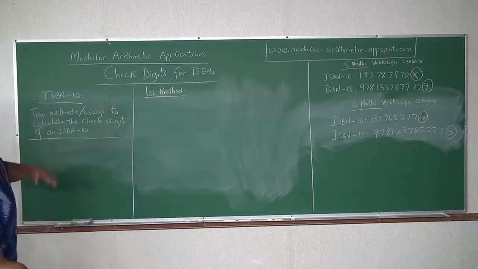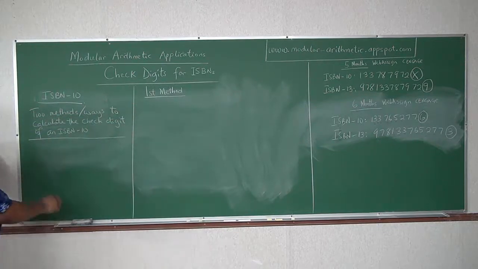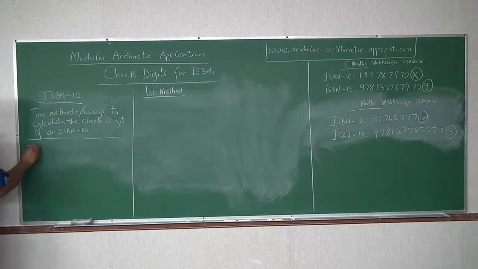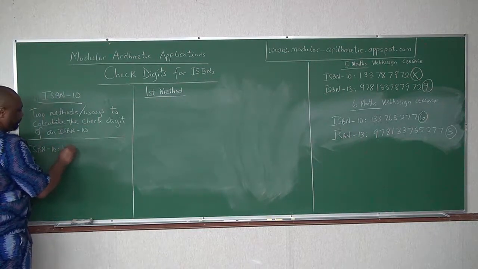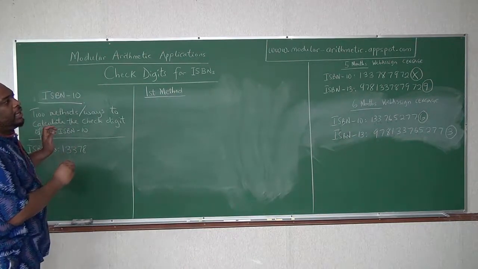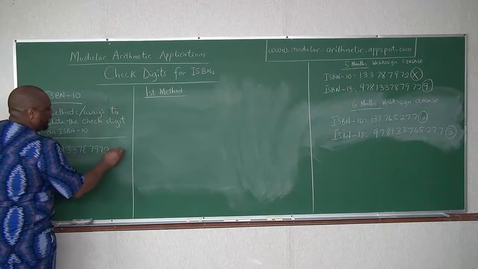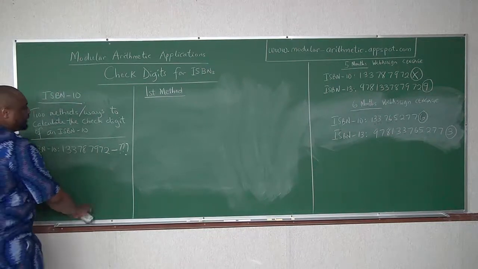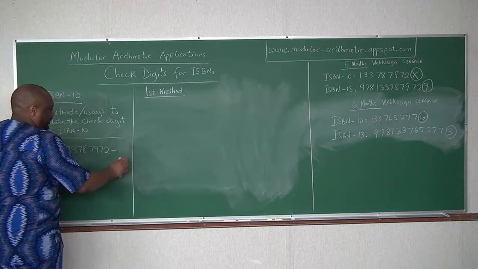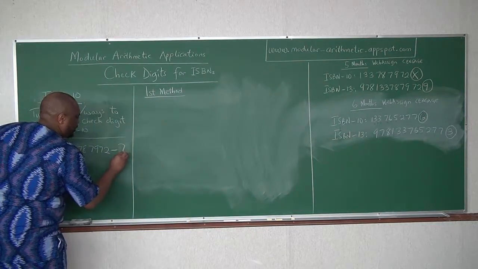Let's look at this first one. The ISBN-10 that we have here is 133787972. Okay, and I don't have this. What is here? What is this check digit here? Now this is the hyphen. Now what is this check digit?